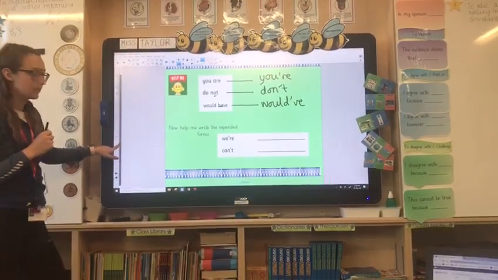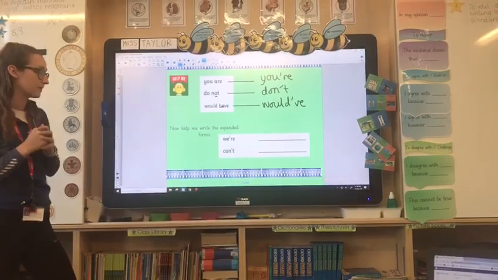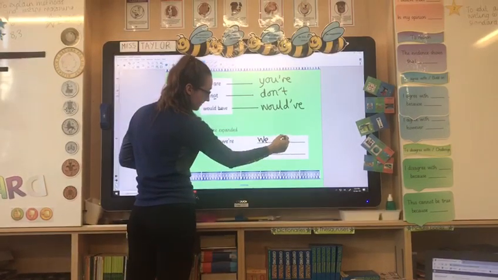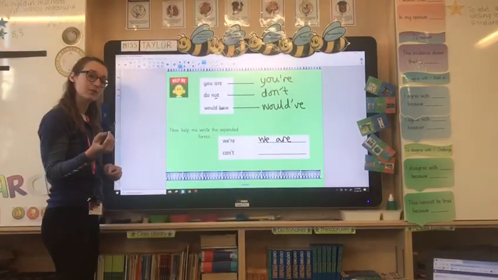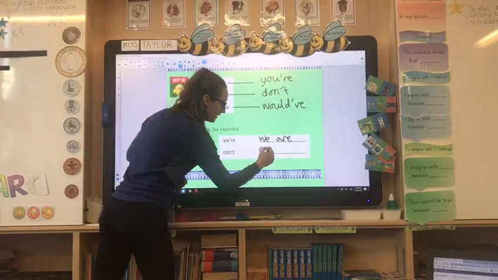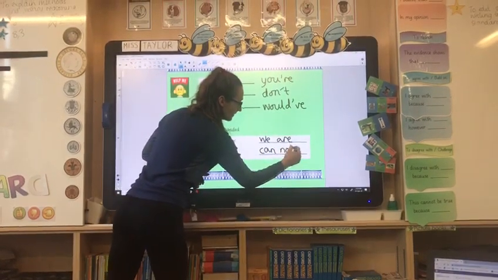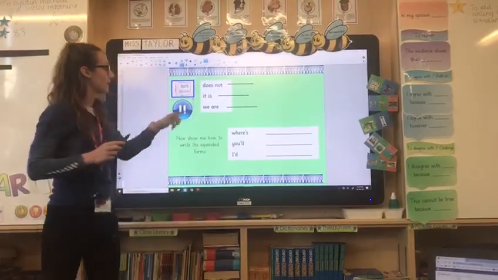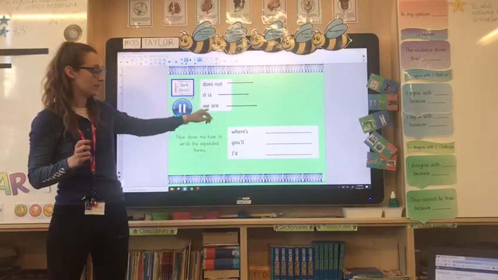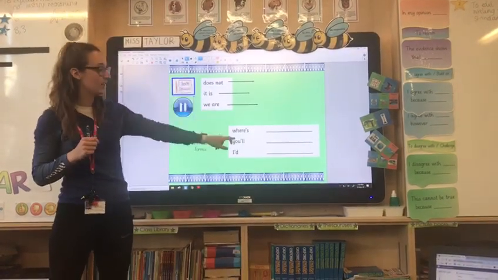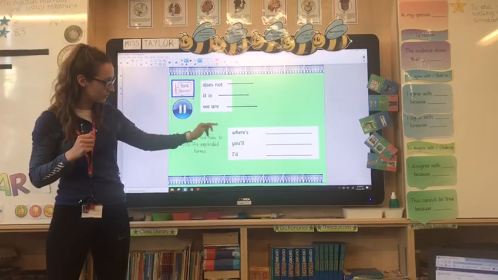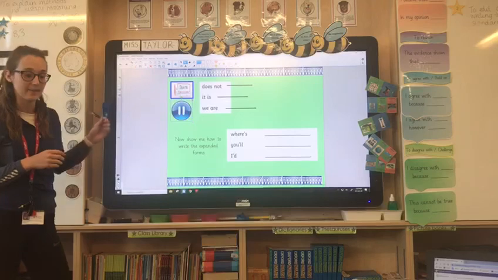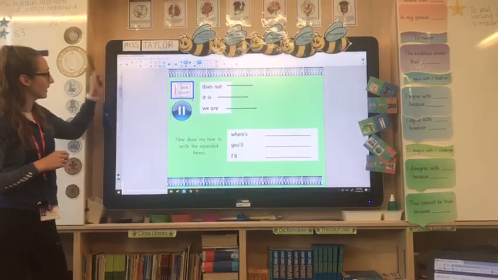Now, writing the expanded forms, if I've got we're, what 2 words would that be without the apostrophe? Okay, it would be we are. And can't in 2 words would become cannot. Okay? Again, here's a pause button. I want you to have a go at these ones. So you're going to have a go at does not, it is, we are, adding in the apostrophe, and then taking out the apostrophe for where's, you'll, and I'd to make those 2 words. So if you hit pause until you're ready and then press play again.